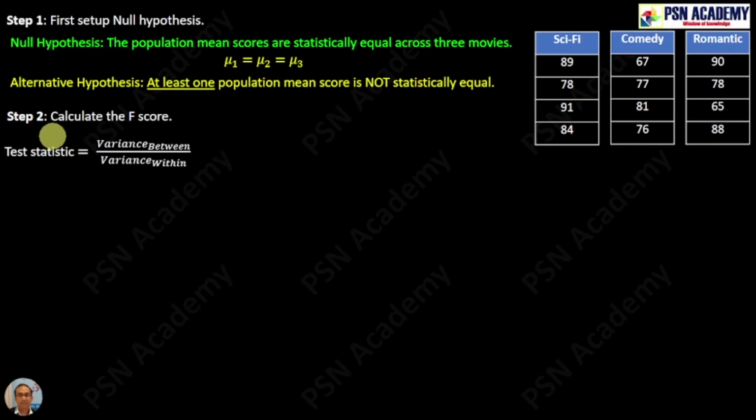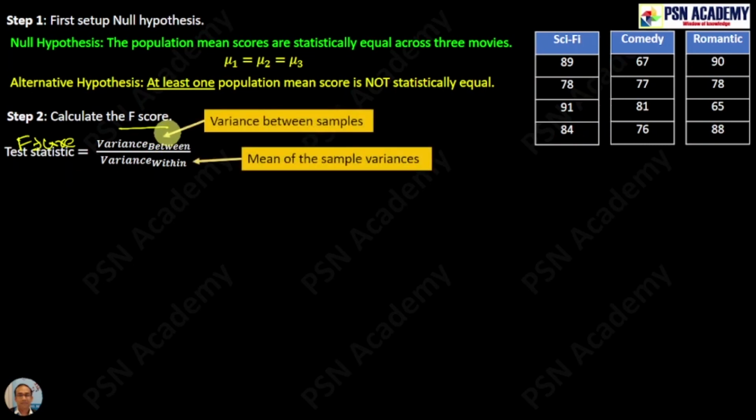Correct? The next is step 2, calculate the F score. What is the F score? It is nothing but the statistic. It is actually the variance between divided by the variance within. So this is just a ratio. Clear? So what is variance between and what is variance within? So variance between is actually the variance between samples.